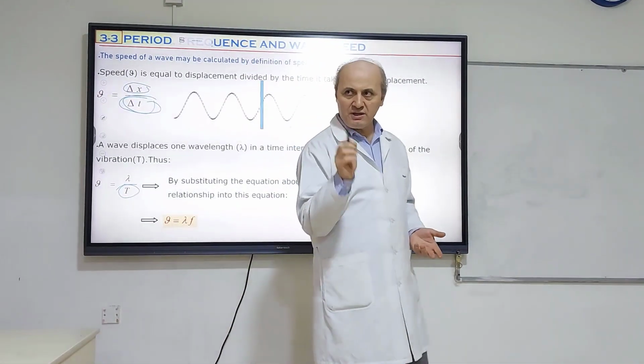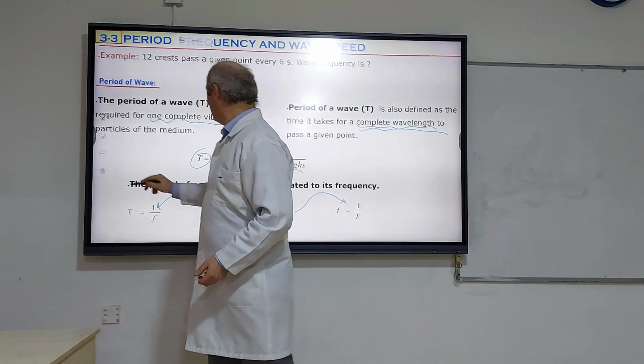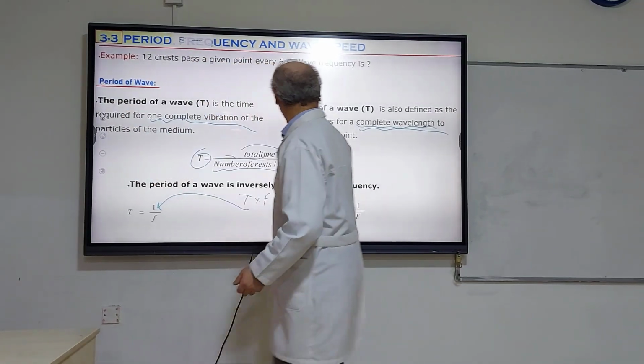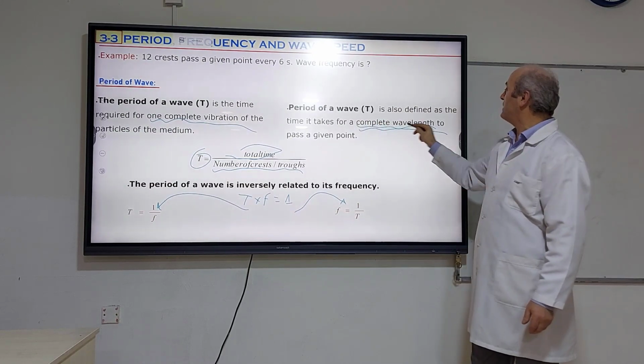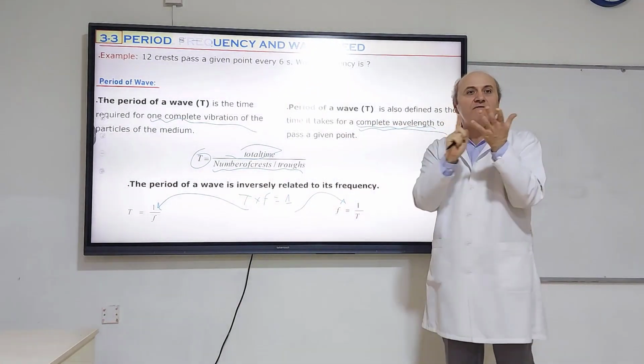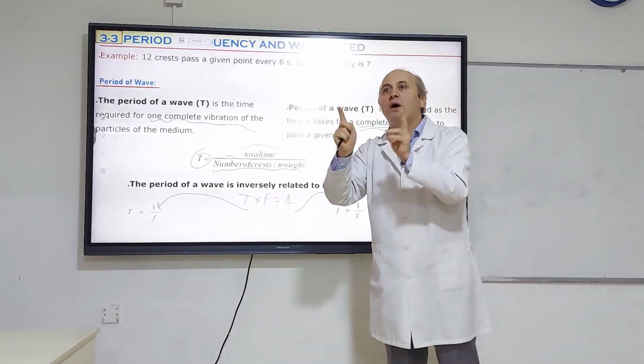In 1 period of time, where did we see that? Here we saw it. Look at that. Period is the time it takes for a complete wavelength to pass a given point. And in 1 period, a wave travels 1 lambda.